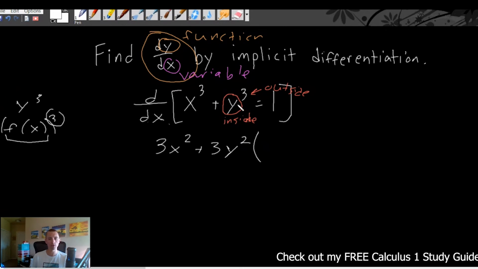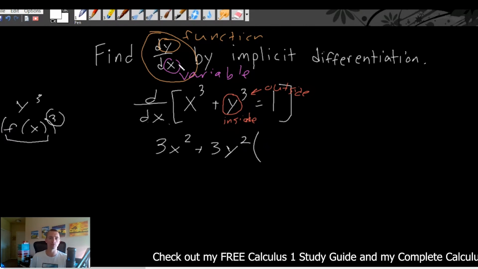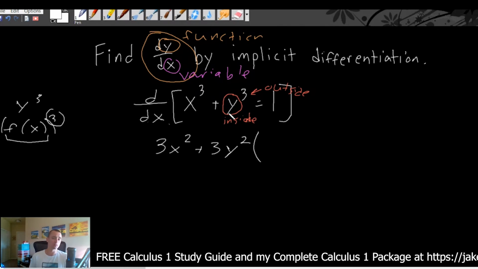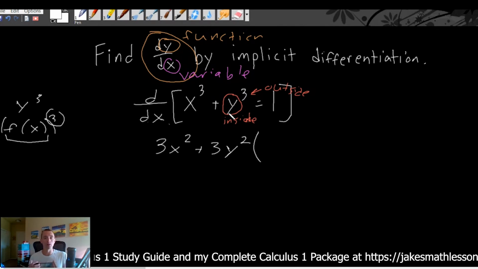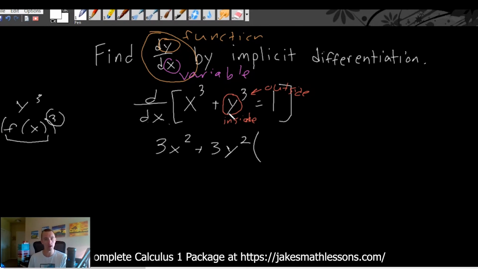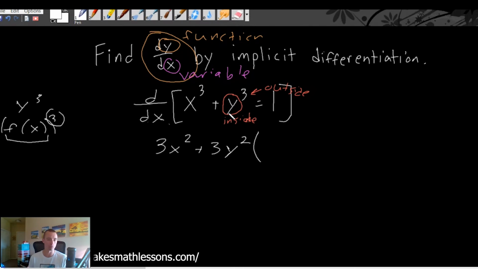Well, whenever you're taking the derivative of your function, your y in this case, with respect to your variable x, you don't really know what the derivative of y is, because we don't really know what y is. That's why we're using implicit differentiation, because we don't have an explicit function for y. If we had an explicit function for y, we probably could just use normal differentiation tactics, power rule, chain rule, product rule, all that kind of stuff. Since we don't have an explicit function for y, it is implicit. It's like implied, basically, of what y has to be in order for this equation to work out.